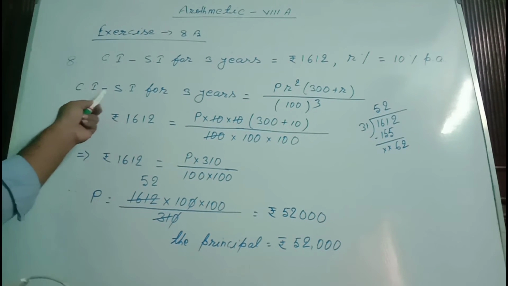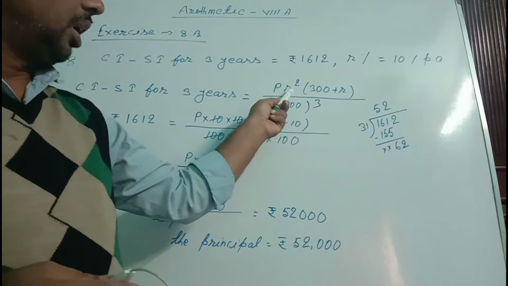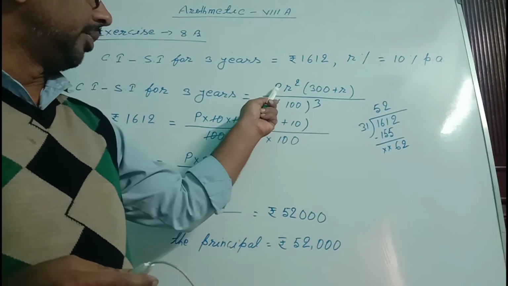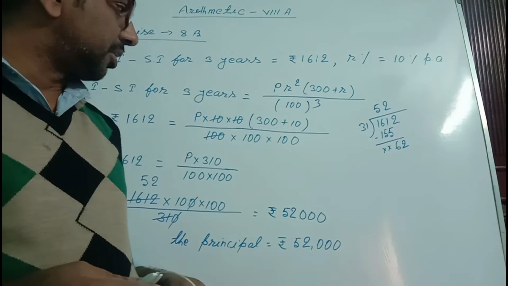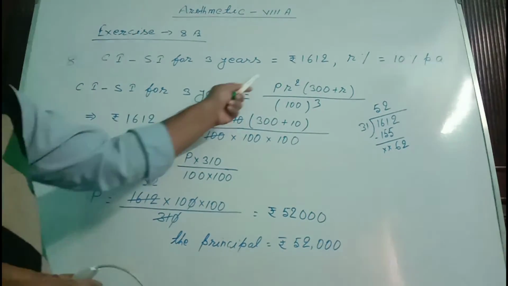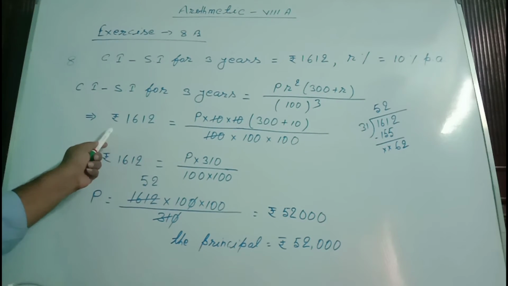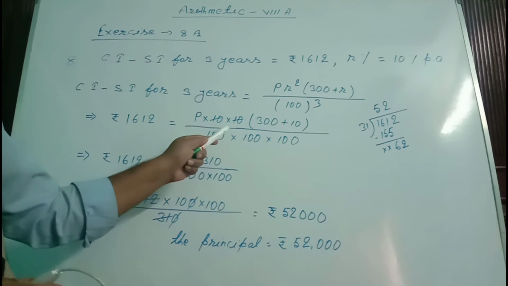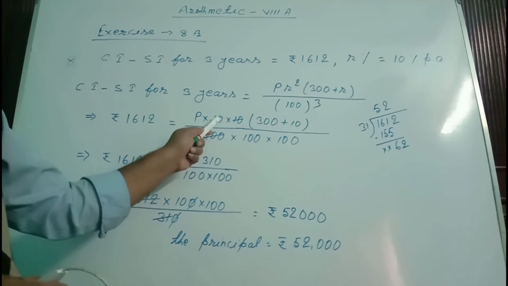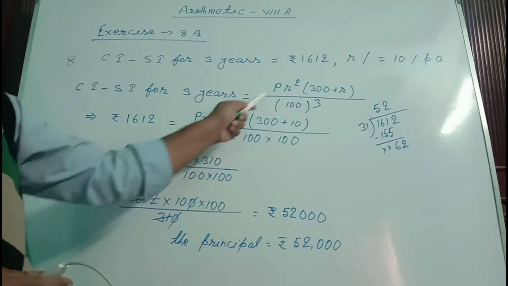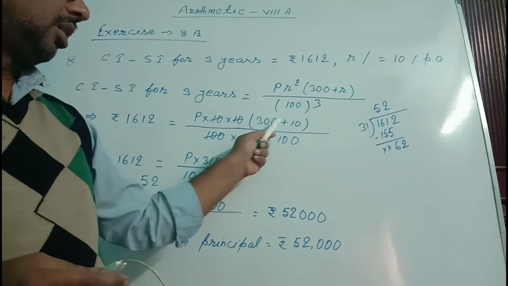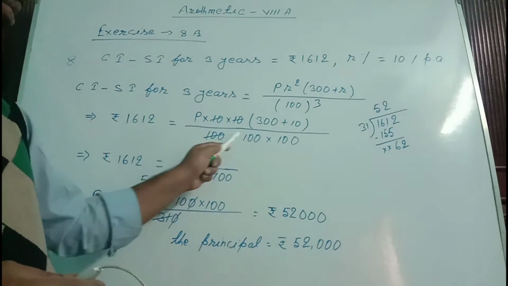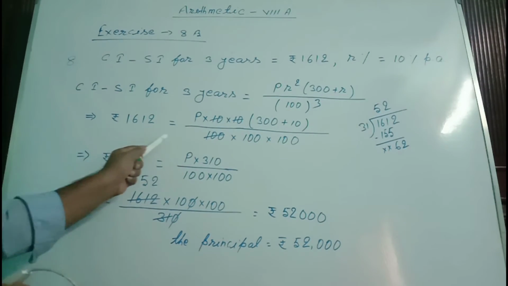This formula that you are seeing: CI minus SI for 3 years equals P R square into (300 plus R) by 100 cube, in which P is the principal and R is the rate of interest. CI minus SI for 3 years is given as 1612. So I wrote here equal to P into 10 into 10, R square, since R is 10. Then 300 plus R, that is 300 plus 10, by 100 cube, meaning 100 into 100 into 100. From this equation we will find out the value of P.